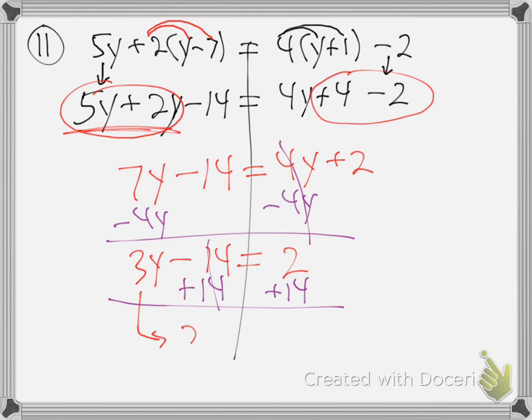Bring it down. 16. Last step. What's the last step always? Divide by the exact number. Exact same number in front of y. 16 over 3.